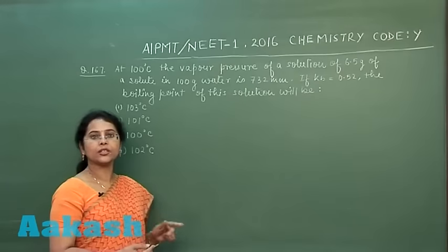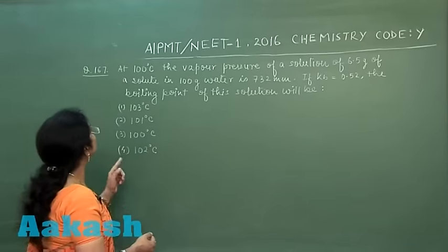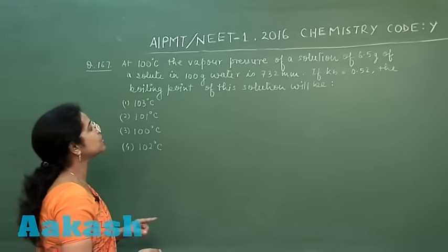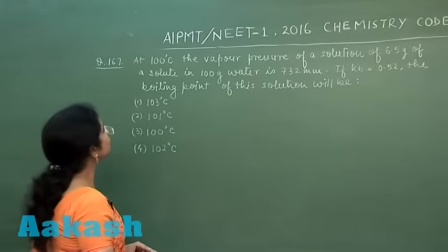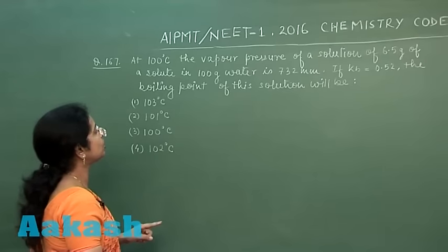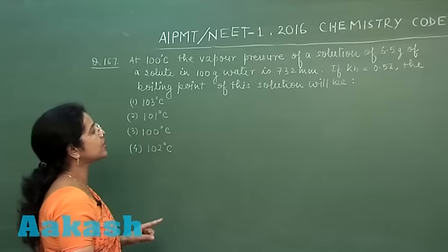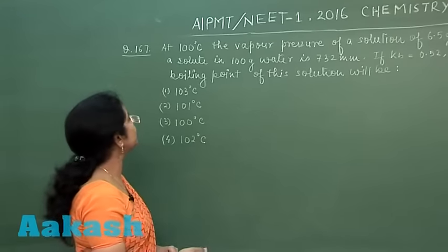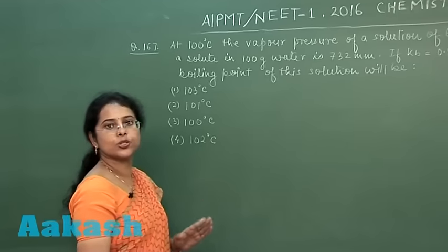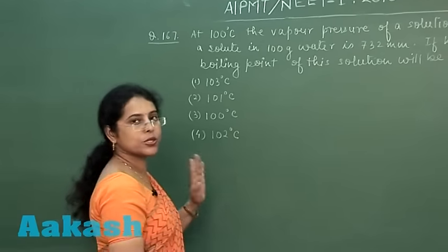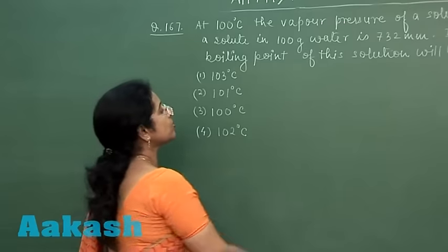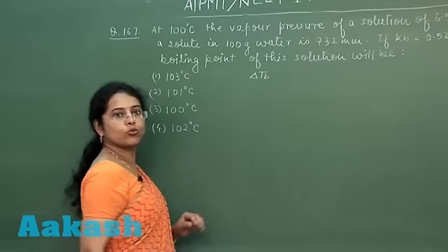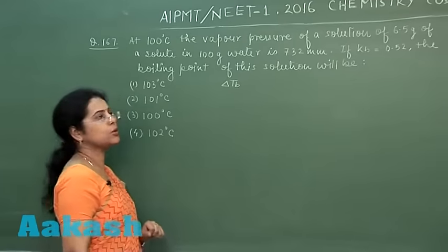So moving to the another numerical based question. Question number 167. At 100 degrees Celsius, the vapor pressure of a solution of 6.5 gram of a solute in 100 gram water is 732 mm. If Kb is 0.52, the boiling point of this solution will be, and 4 options are given. In this question, we have to calculate the boiling point of solution. It means first of all we have to calculate the delta Tb.